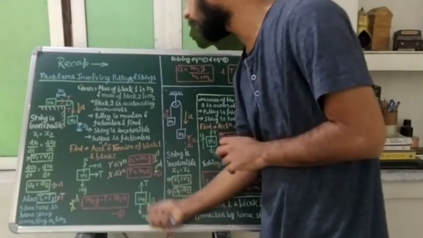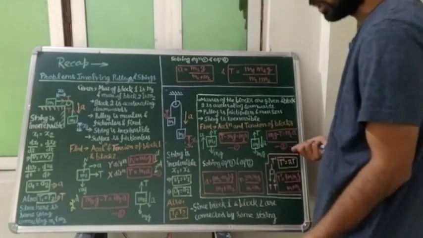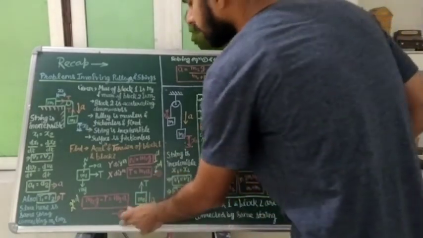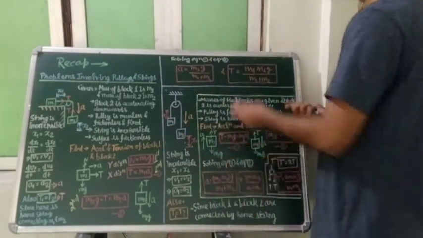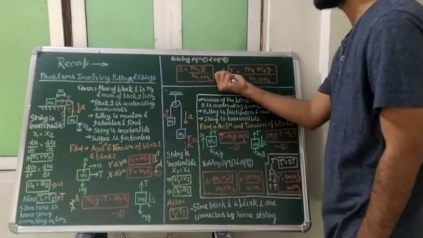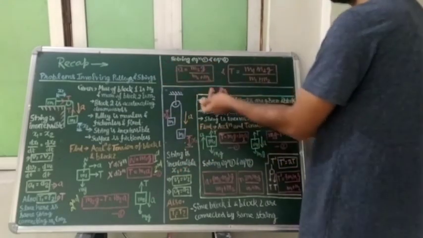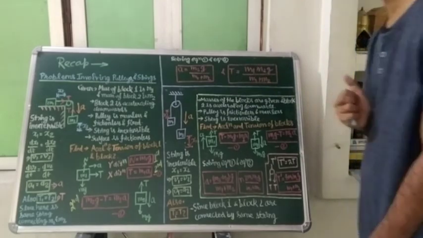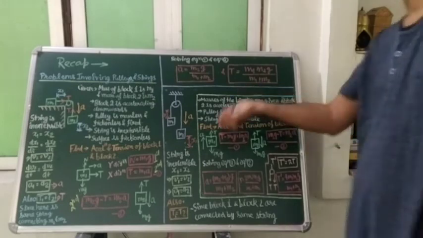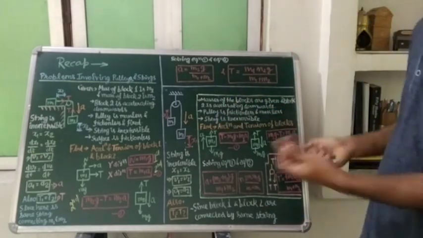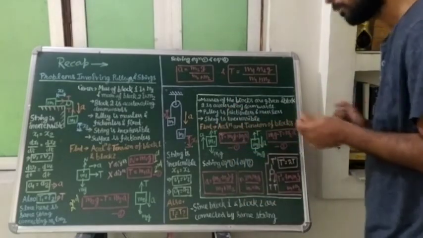So m2g minus T will give us m2 times the acceleration of that body. This is equation 1, this is equation 2, the first is not going to come into the picture here. When we solve it, we get the expression of acceleration as m2g, the weight of that block, divided by m1 plus m2, and the tension we get is m1m2g divided by m1 plus m2. You can perform the solution of these equations on your own. I have shown you in the previous video the way of solving all this.